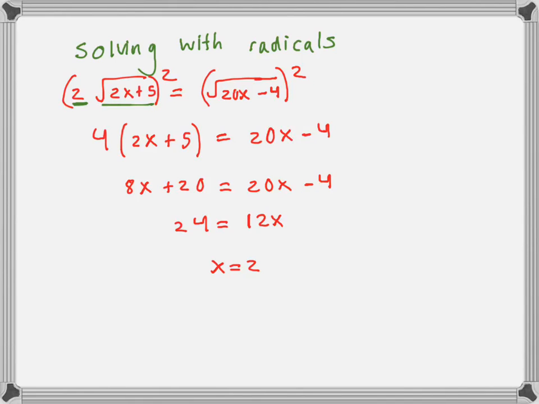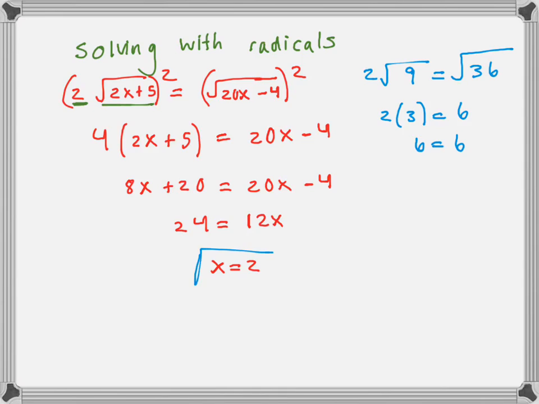And like I said, I always just plug them back in just to be safe. So we get 2 root, and then 2 times 2 is 4, plus 5, 2 root 9 is equal to root 20 times 2 is 40, minus 4 is 36. So we get 2 times 3 is equal to 6, and 6 does equal 6. So x equals 2 does work, and that's a correct solution.